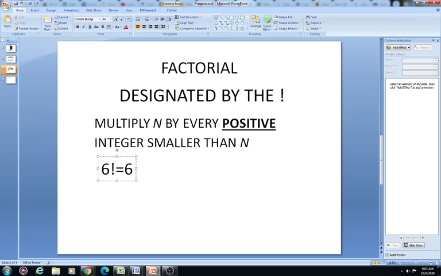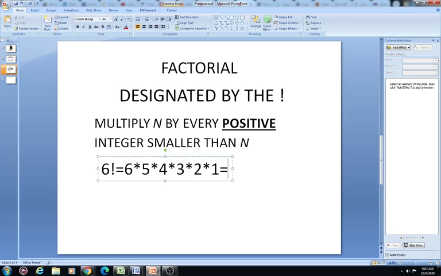I'm going to multiply that by 5, by 4, by 3, by 2, and by 1. So 6 times 5 times 4 times 3 times 2 times 1. I know the 1 seems kind of redundant, but it's a positive integer smaller than n.